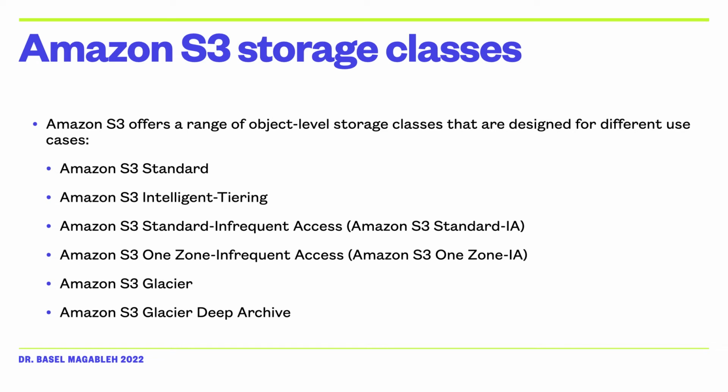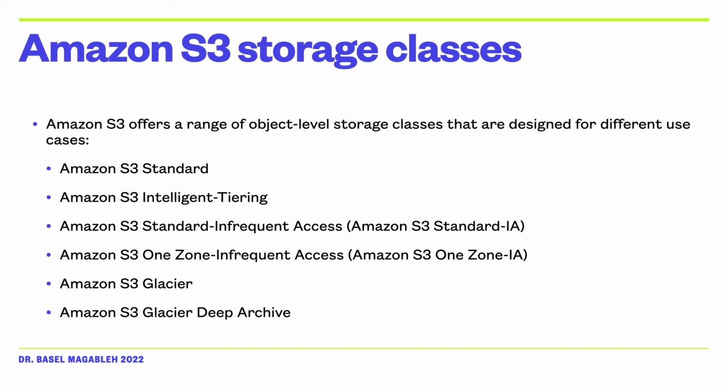Amazon S3 Standard-Infrequent Access. This Amazon S3 Standard-IA class is used for data that is accessed less frequently but requires rapid access when needed. Amazon S3 Standard-IA is designed to provide the high durability, high throughput, and low latency of Amazon S3 Standard, with a low per-gigabyte storage price and a per-gigabyte retrieval fee.